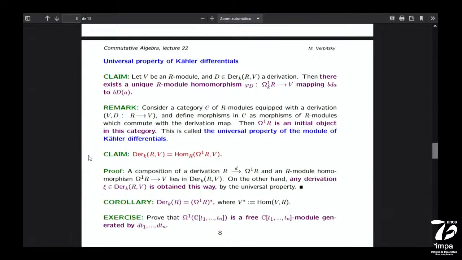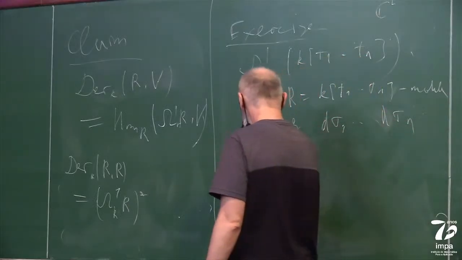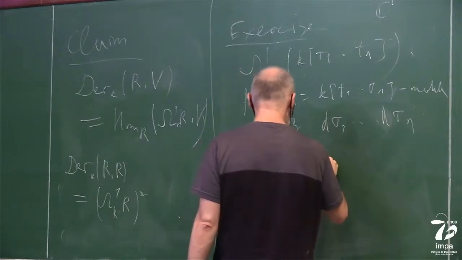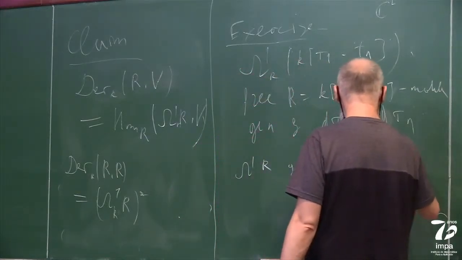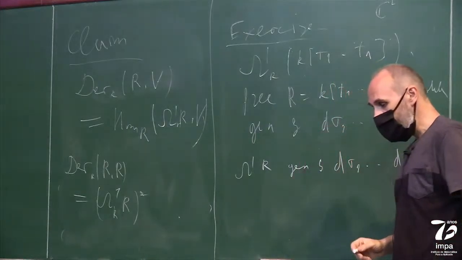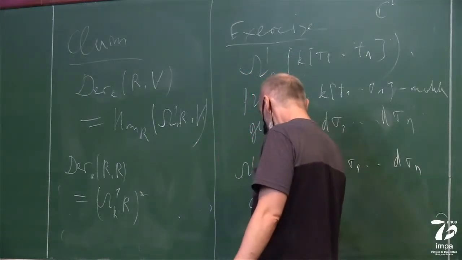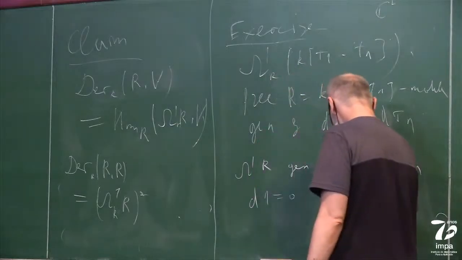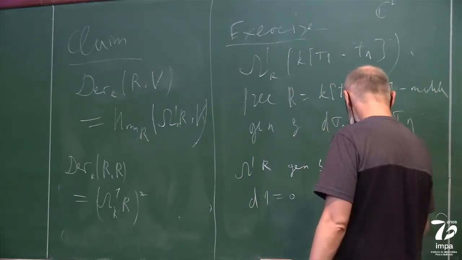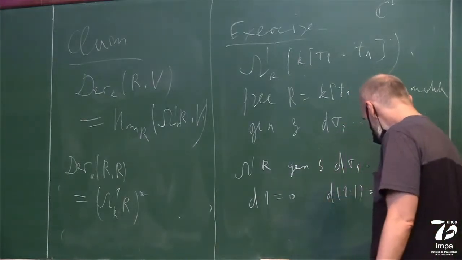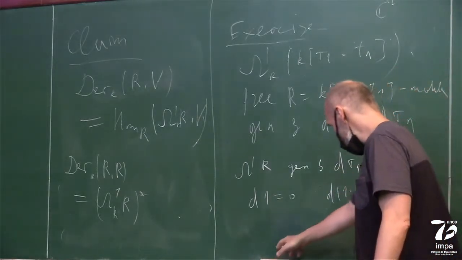Let's do this exercise. It's sort of clear by the Leibniz rule that this module is generated, so omega 1 of polynomials is generated by dt1, ..., dtn. First, you should notice that the differential of 1 is equal to 0. This is because the differential of 1 times 1 is equal to 1 times differential of 1 plus 1 times differential of 1. So the differential of 1 is 0. Just cancel two sides.